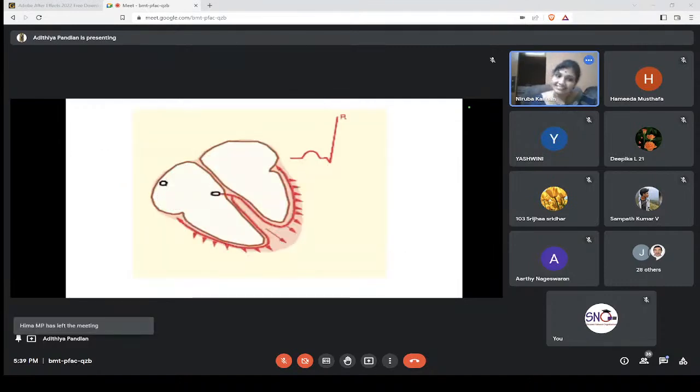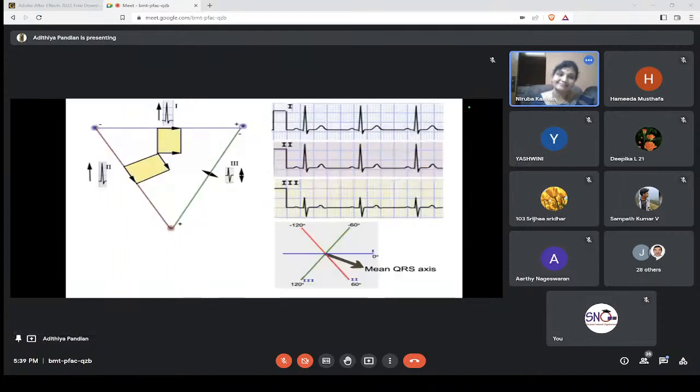Okay, the next slide. This is again a very beautiful diagram. Now talking about this vector, the combination of all the vectors. What do you mean by vector? It is always a flow of current towards the positive direction. In lead 1, the current always flows to the left arm. In lead 2, the current always flows towards the left foot. And in lead 3, the current always flows towards the left foot, because the left foot is positive. So combining all these three together, we get the mean QRS axis. Next slide, please.